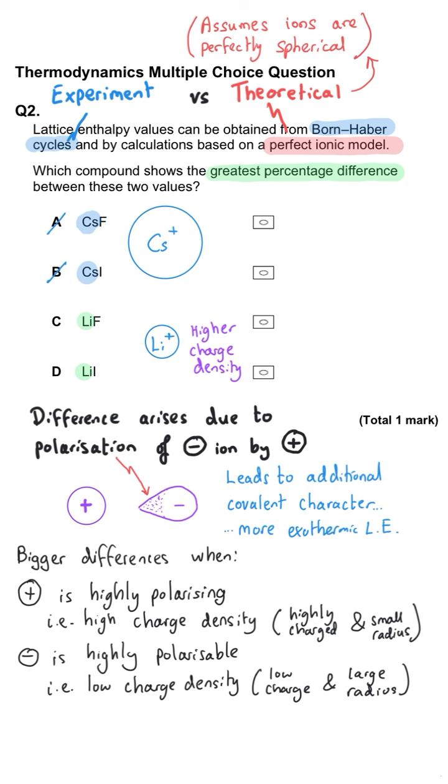Fluoride and iodide ions are both from group 7 elements, so that means they will both be -1, but the iodide ion has a much larger radius, so it will be more polarizable. So we will get the greatest polarization for D with lithium iodide, and that will give rise to the biggest difference between the experimental lattice enthalpy value and the perfect ionic model. And so D is correct.